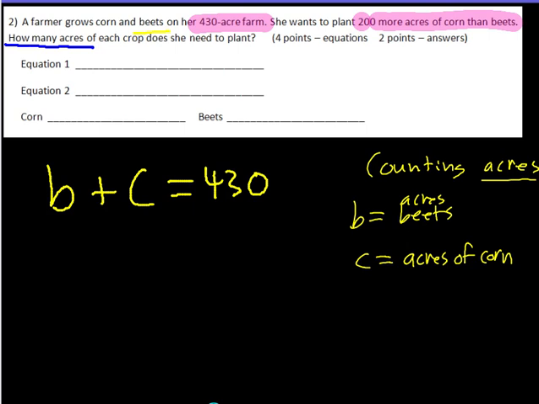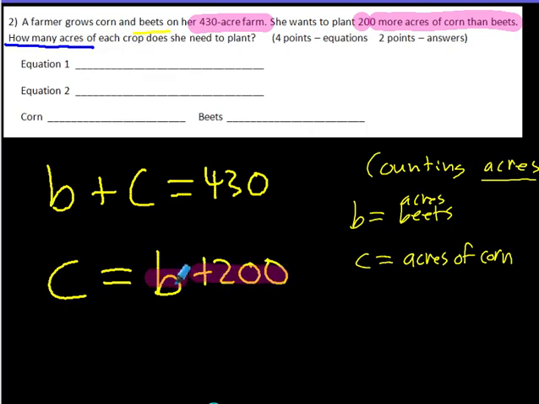Okay, so it's going to be more corn, which means to make the acres of corn and beets equal to each other, I would have to add to beets. That's, I think, the best way to think about it. You could do it with subtraction, but I think it's not quite as easy. So 200 more acres of corn than beets. That means the acres of corn is the same as the number of acres of beets plus 200. If I add 200 to the acres of beets, it's the same amount as the acres of corn because corn was more.